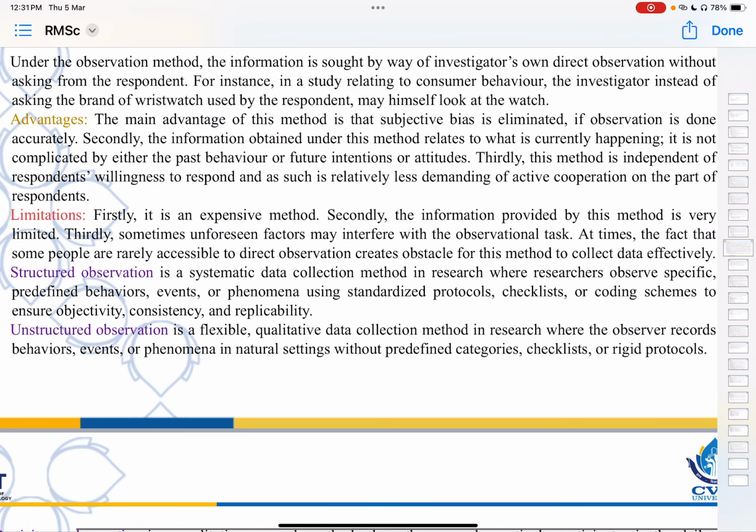Then another is unstructured observation. It is a flexible, qualitative data collection method in research where the observer records behaviors, events, or phenomena in a natural setting without any predefined checklist.